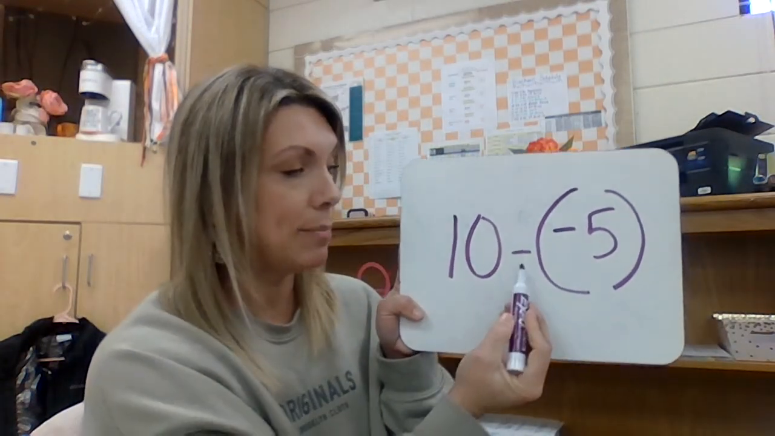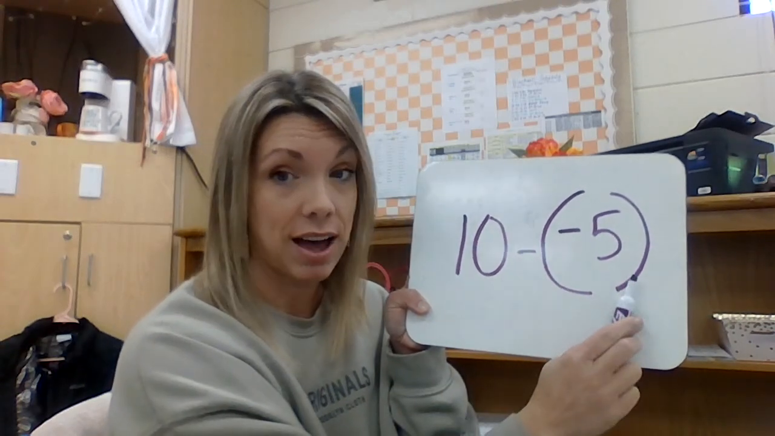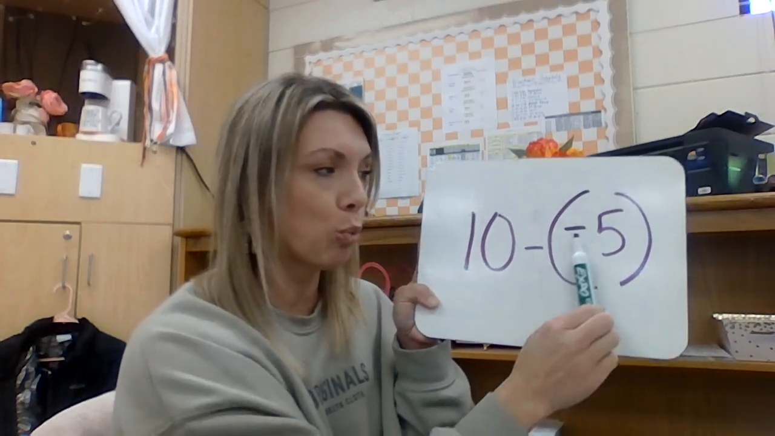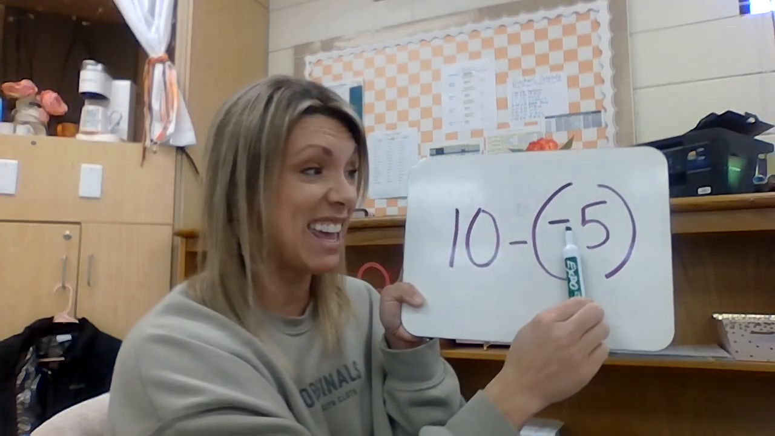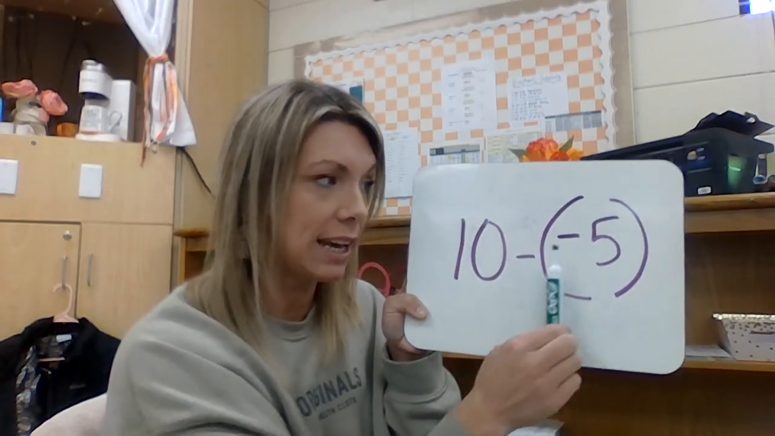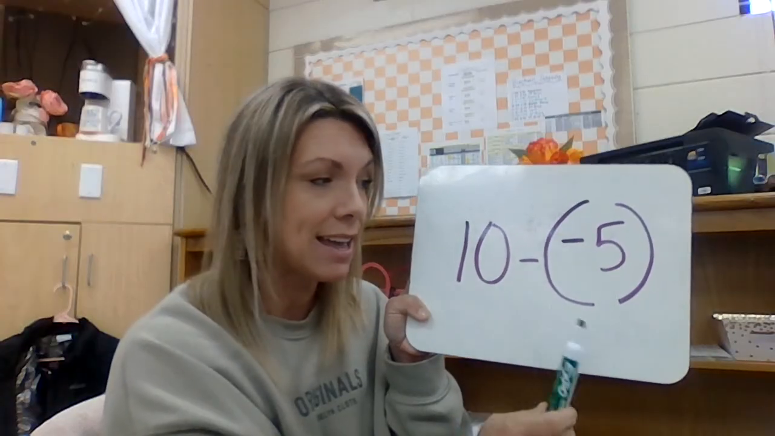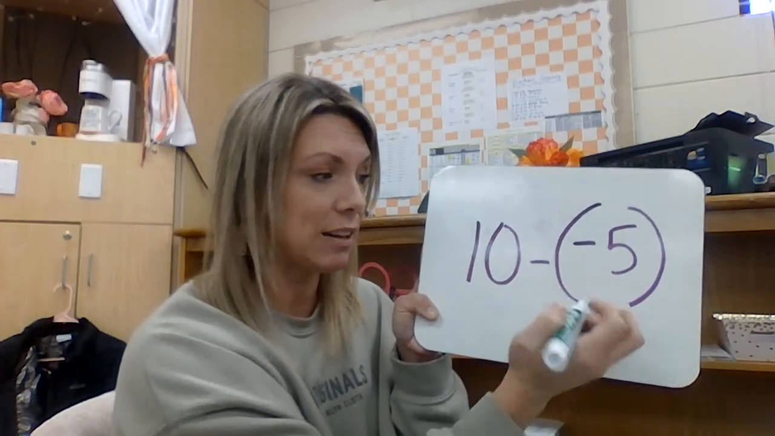Now your last rule whenever you're subtracting is for when you have a subtraction sign and a negative right beside each other, like this. We've got 10 minus negative 5. See how these two signs are right beside each other, almost touching? There's a subtraction and a negative side by side. The rule when you have a subtraction sign and a negative side by side like that is that they cancel each other out. So instead of 10 minus negative 5, these both become positives.